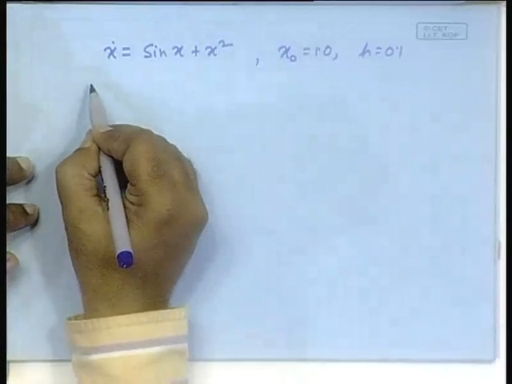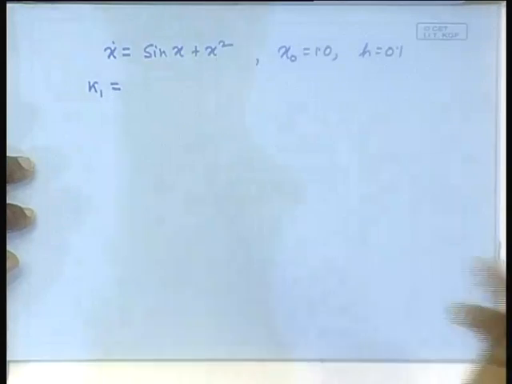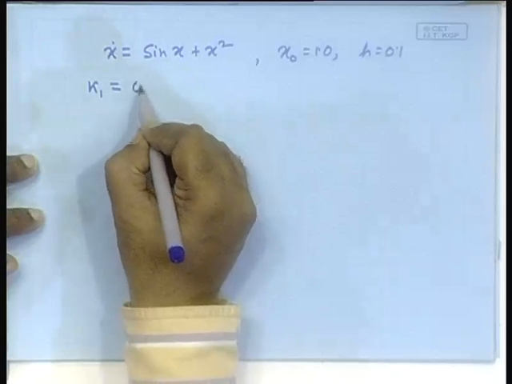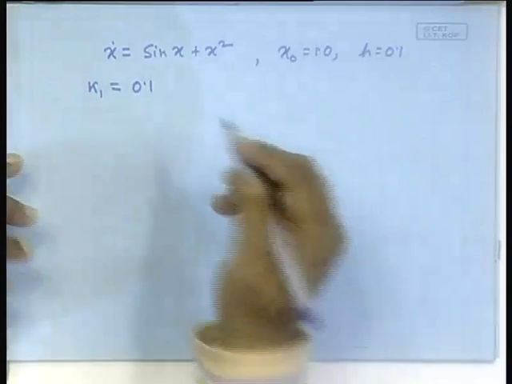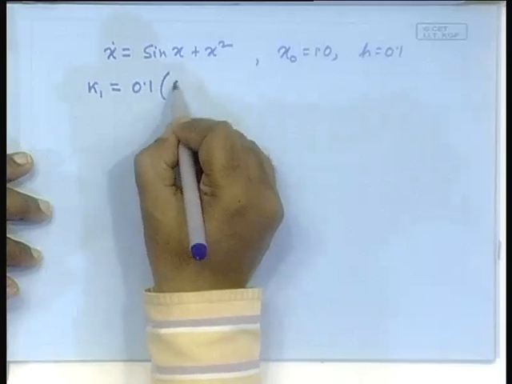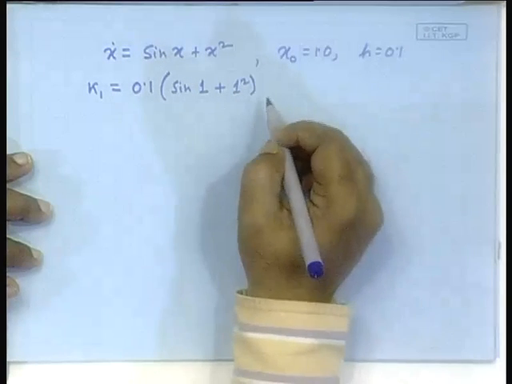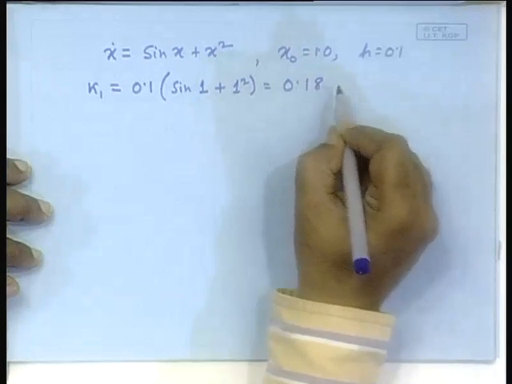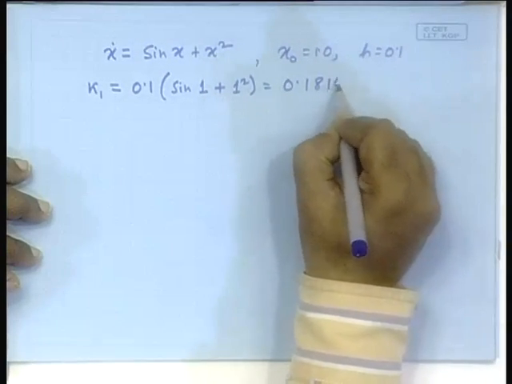So, we first calculate the k1. K1 is what we already did. So, that would be 0.1, yeah, we have done it. Just let me write so that we can write in the same style. 0.1 times sine 1 plus 1 square is equal to 0.18. I'll write it to higher decimal places, 141.